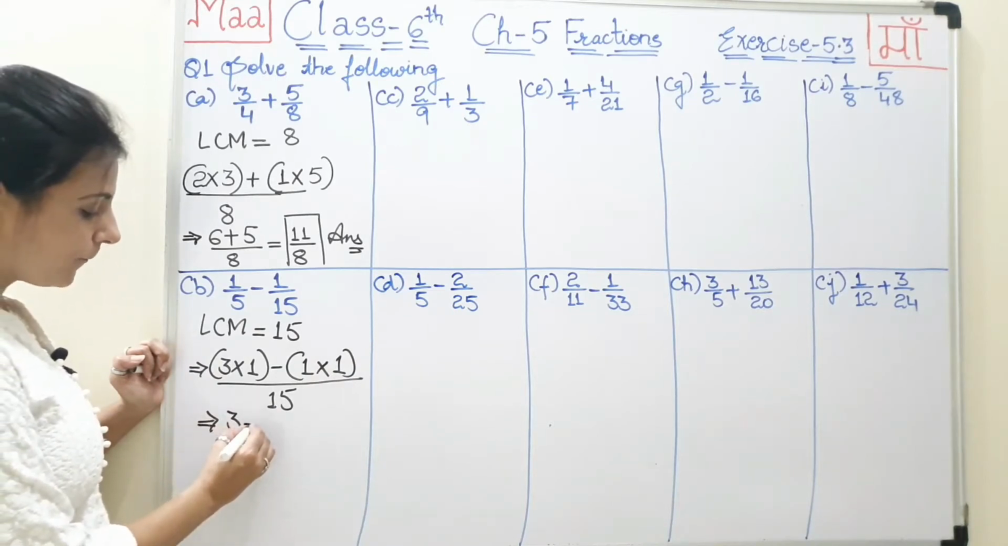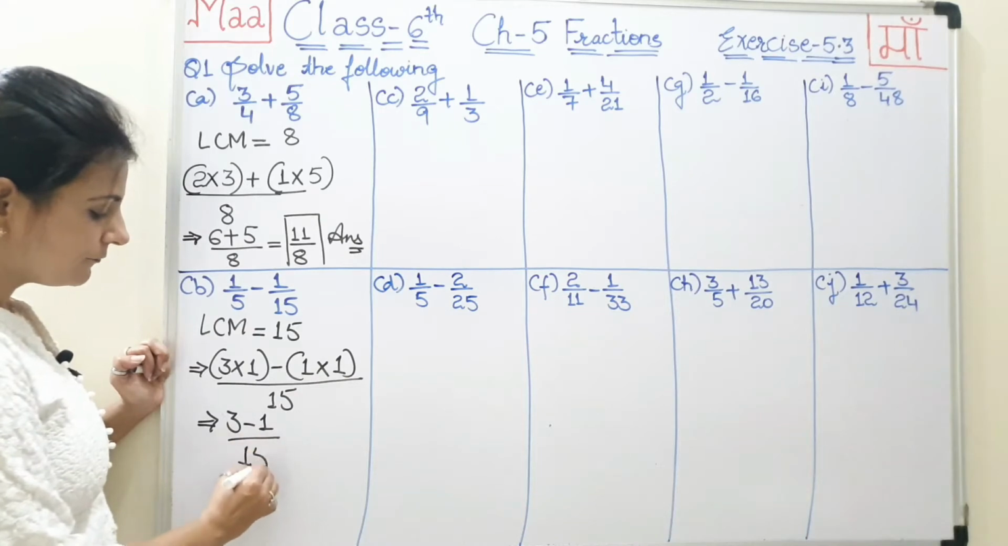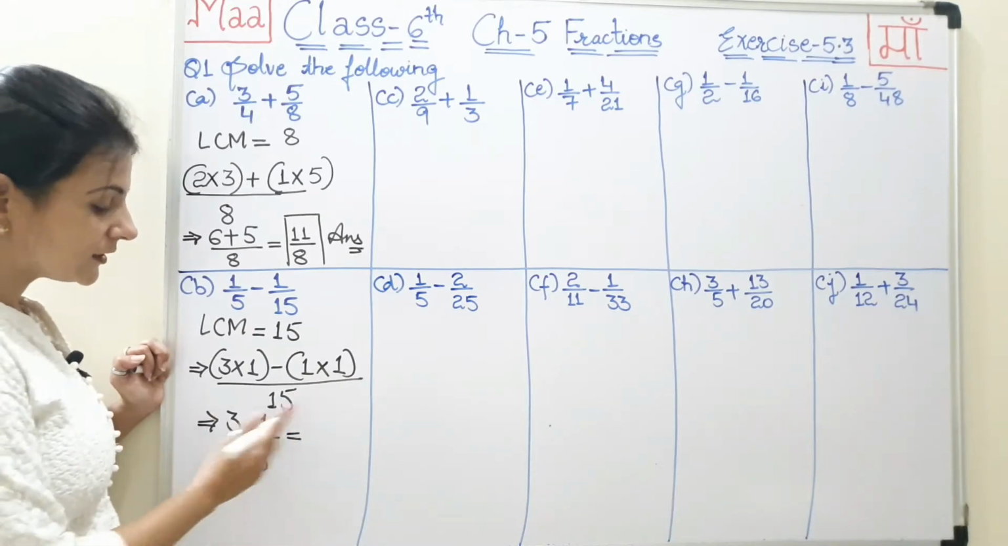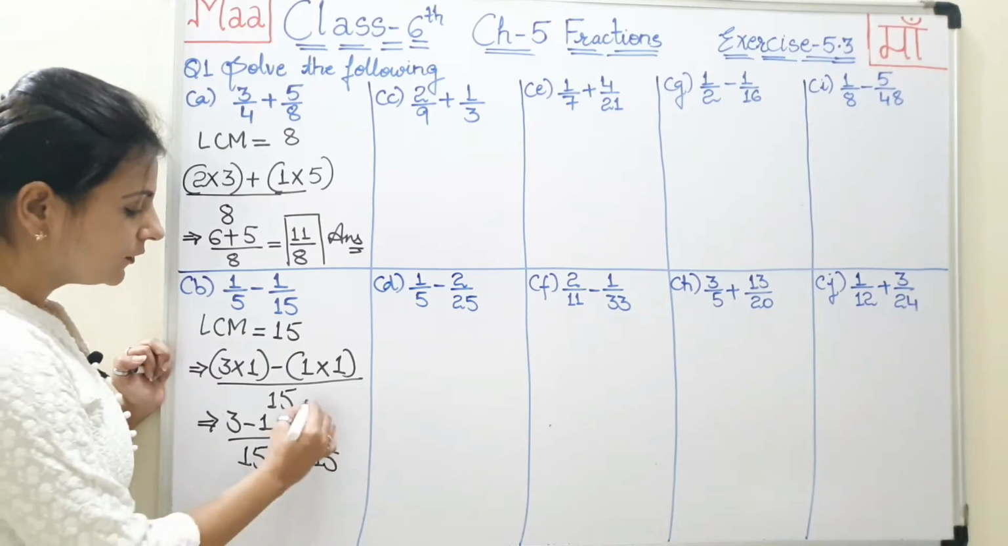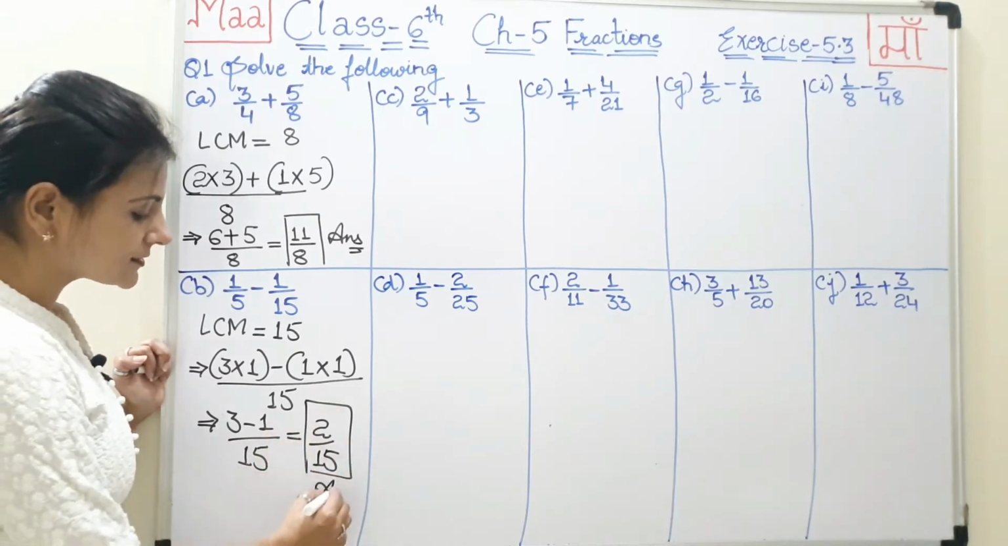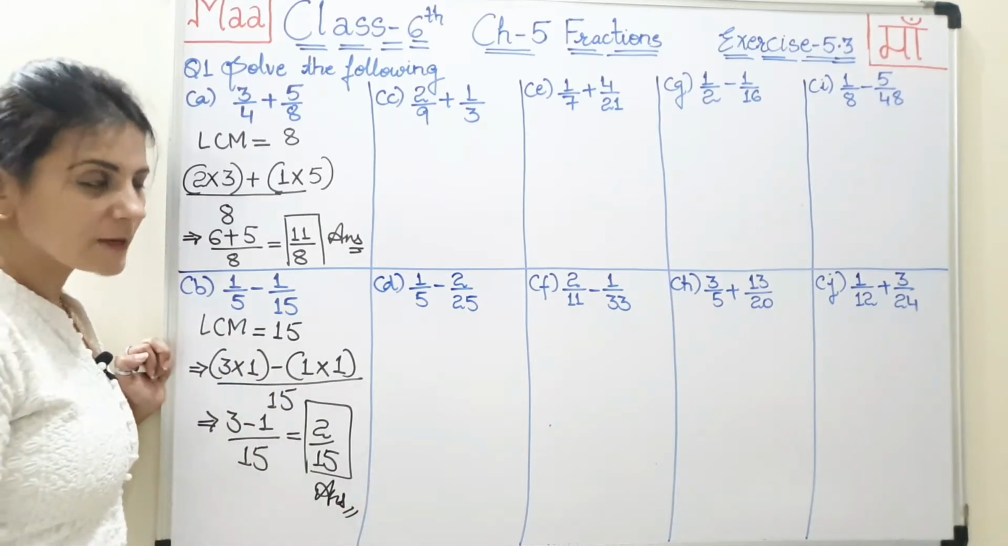So 3 ones are 3 and 1 ones are 1. So 3 minus 1 upon 15. So 3 minus 1 how much will it be, students? It will be 2. So 2 upon 15. So this 2 upon 15 is the answer of part B. Here we have done the subtraction.